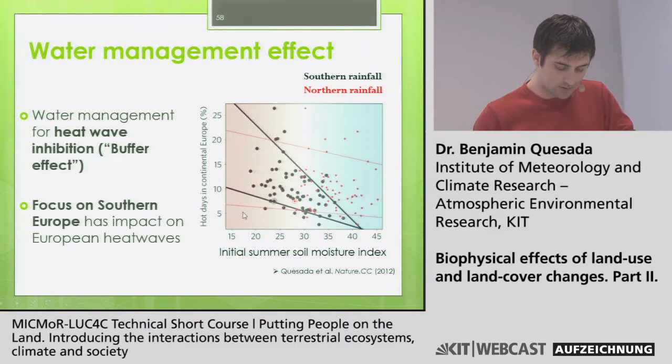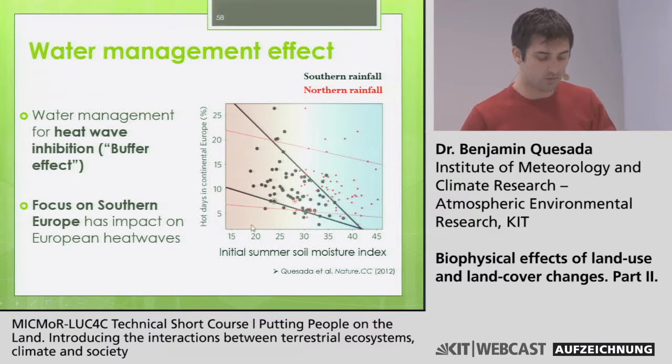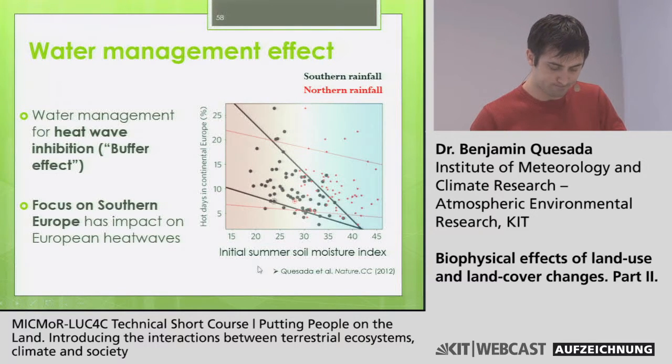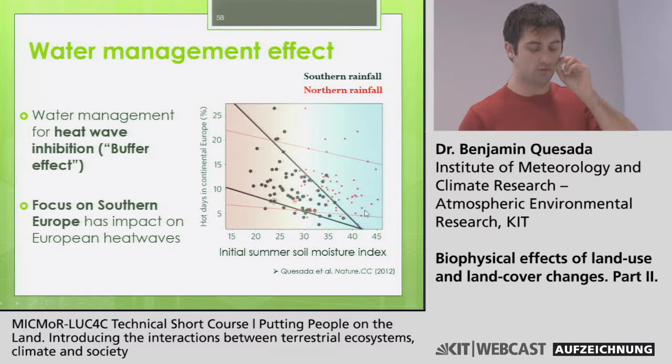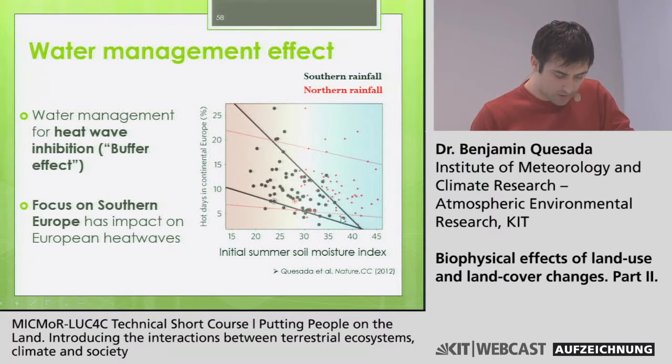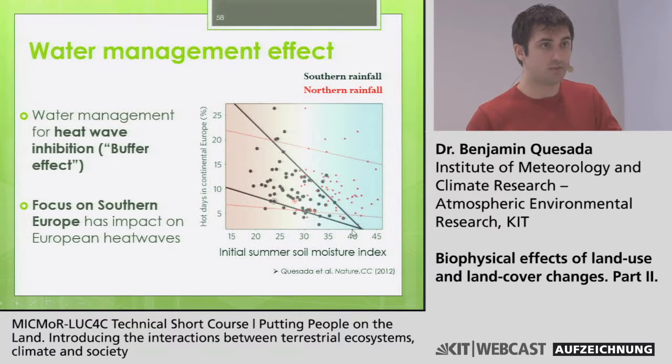Whereas for low soil moisture at the beginning of the summer, you can reach high temperatures and lead to a heat wave like in 2003, for example. Here it's this point. That's not the case if you deal with northern soil moisture, because you can increase it and it does not lead to a decrease in the percentage of hot days in continental Europe. So if you focus on southern Europe and the water management there, that can have an impact on European heat waves at the continental scale.